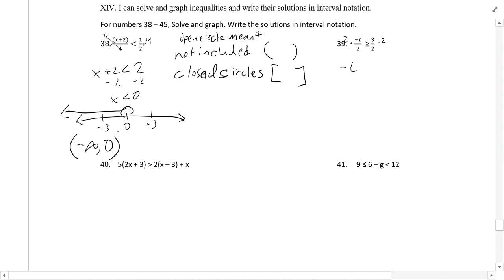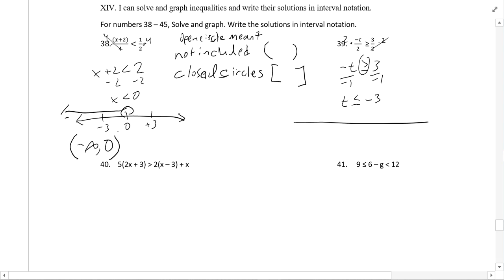Again, I'm going to start by multiplying 2 to both sides. So I get negative t is greater than or equal to 3. But I need t, not negative t. So I'm going to divide by a negative 1. Remember, when you divide by a negative, it's going to flip your inequality sign. So I get t is less than or equal to negative 3.